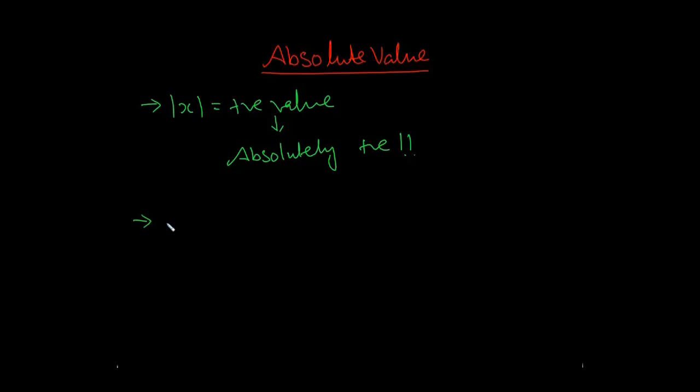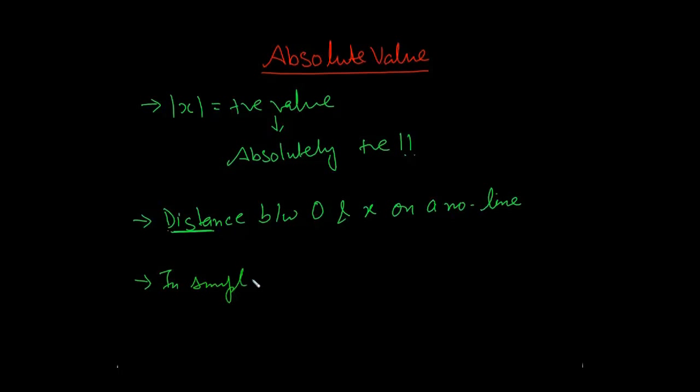Now let's see, why do we always take it as a positive value? The definition of an absolute value is the distance between 0 and the number on a number line. And because distance cannot be negative, that's the reason why an absolute value is always taken to be positive. In simple terms, we can say that an absolute value is the value of the number without any signs with it.